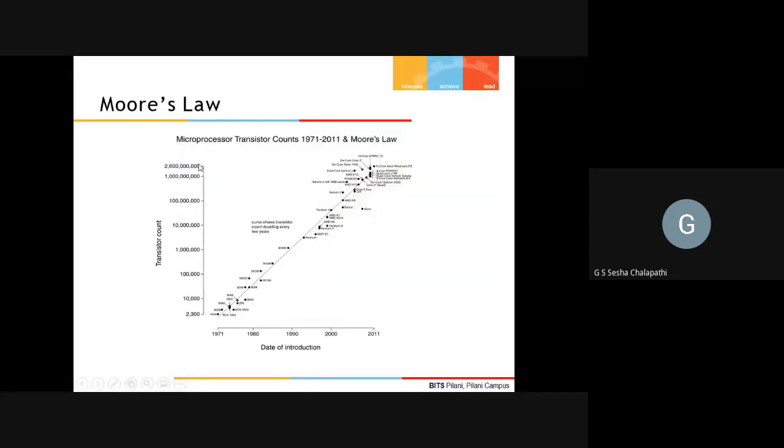This is what you generally come up with, the so-called Moore's law. It's not a law; it's just an observation. It says that the transistor count will double every 18 months or so.